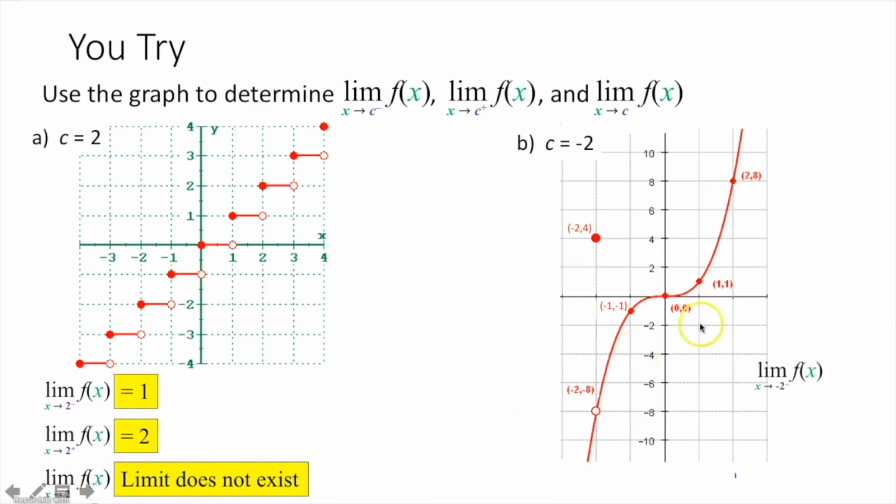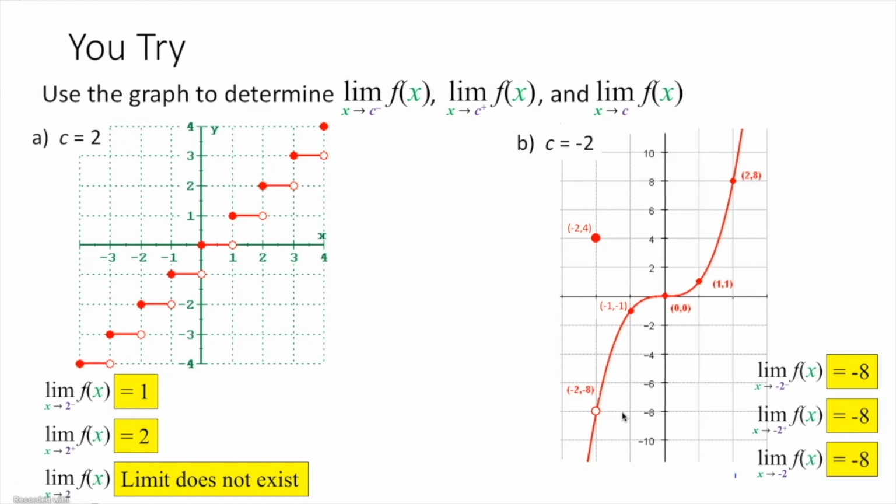Over here, we have the limit as x approaches -2 from the left side of the graph is equal to a y value of -8. The limit as x approaches -2 from the right side of f of x also equals a y value of -8. Therefore, the limit as x approaches -2 of f of x equals -8.